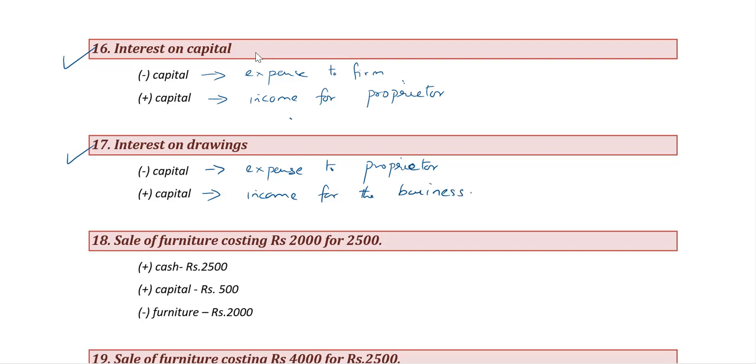Sale of furniture costing 2,000 for 2,500. We add to cash 2,500. Cash is an asset. We add to capital the profit of 500 rupees because the furniture costing 2,000 is sold for 2,500, and we deduct from furniture rupees 2,000. Furniture is also an asset.